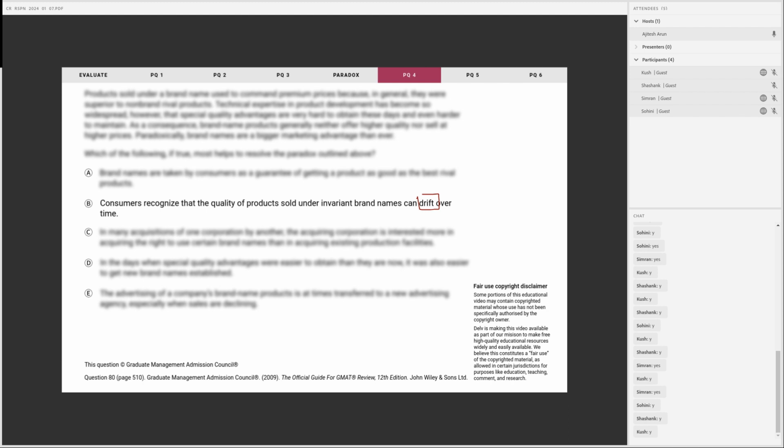So when we say the quality of products sold under invariant, invariant means not changing. So brand names that don't change. So consumers recognize that the quality of products sold under brand names that don't change, that quality can drift over time. This is a negative. It's going to hurt brand names. It's not going to help you understand why brand names are a bigger marketing advantage than ever. Okay, good. Now, what do you guys think about option C?